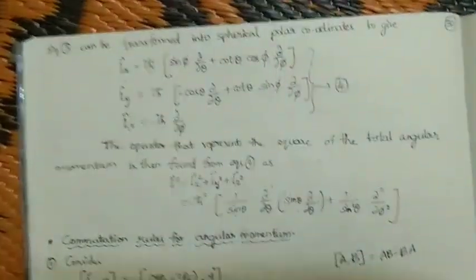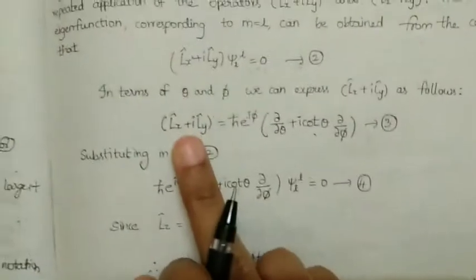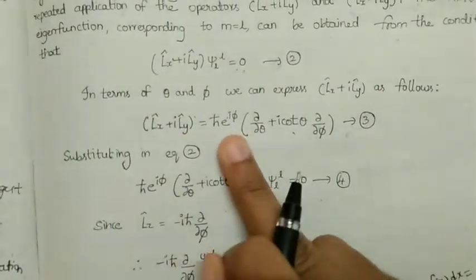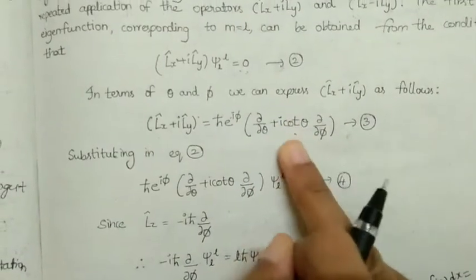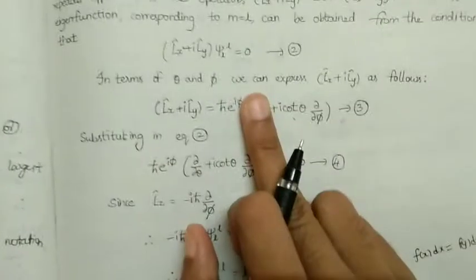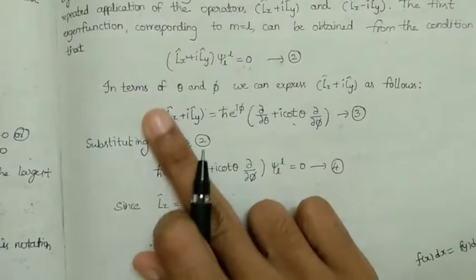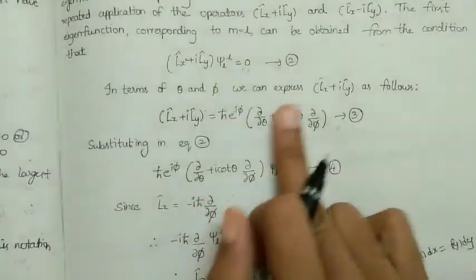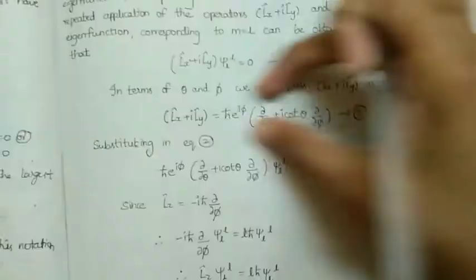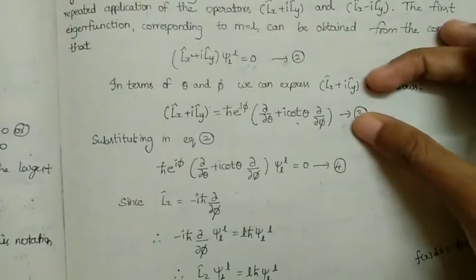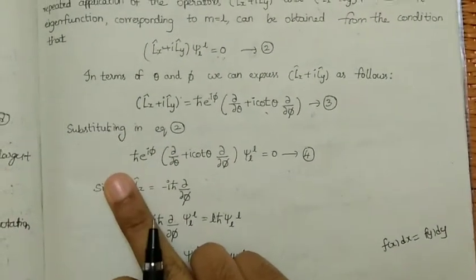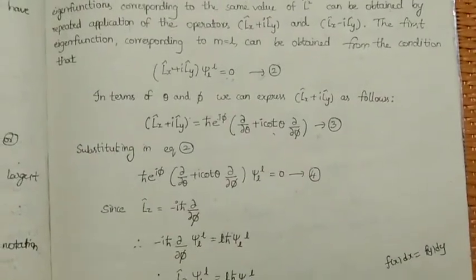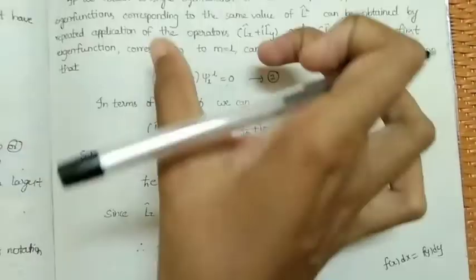So hence we have Lx plus iLy as ħ e^(iφ) (∂/∂θ + i cot θ ∂/∂φ), based on the spherical polar coordinates representation. So we would have this equation. Now substituting in equation 2, this third equation has to be substituted in this equation 2.